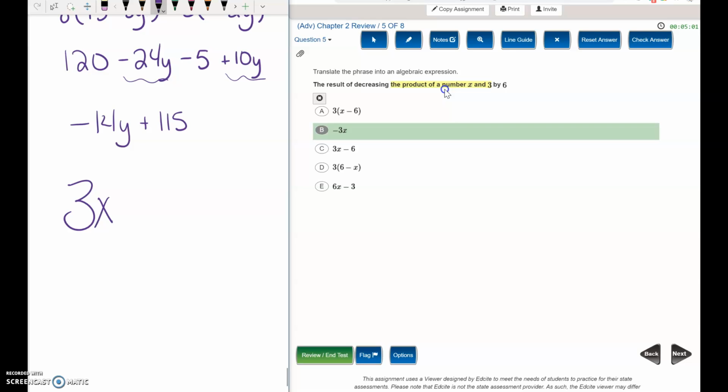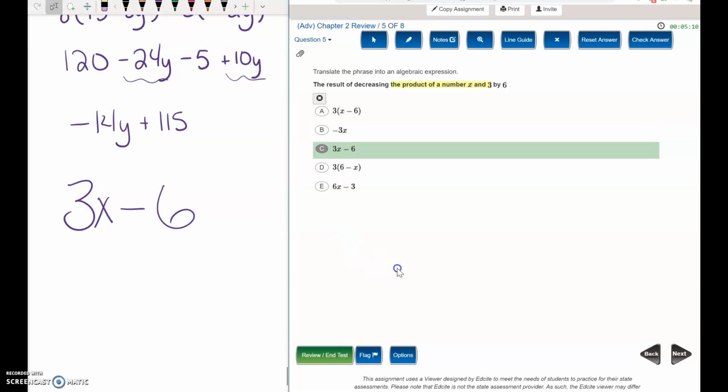And then it says that we're decreasing that by 6. So it's 3x, and then we're decreasing by 6. So our answer is 3x minus 6. I would strongly recommend that you highlight the product of a number x and 3 using those tools, and then look at what it's decreasing that product by. That will help you to see the different pieces of the problem.